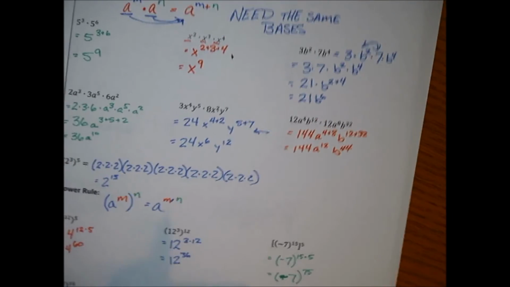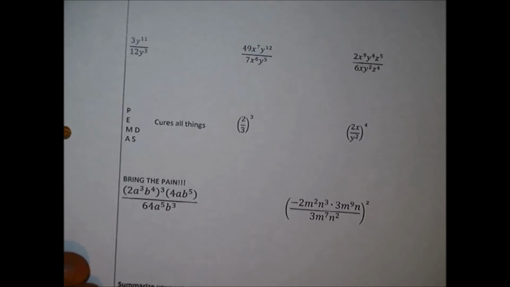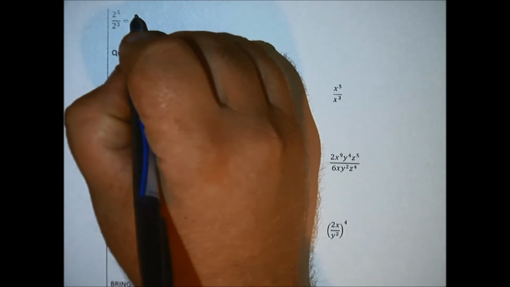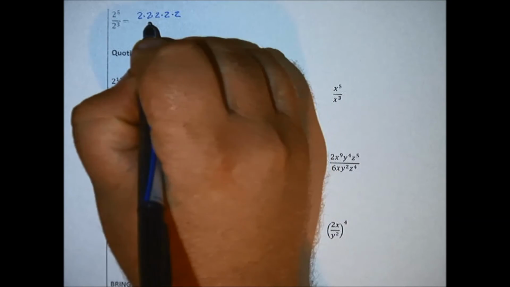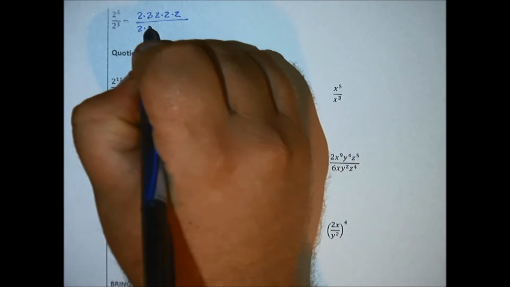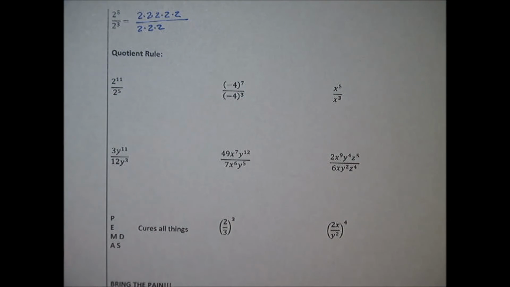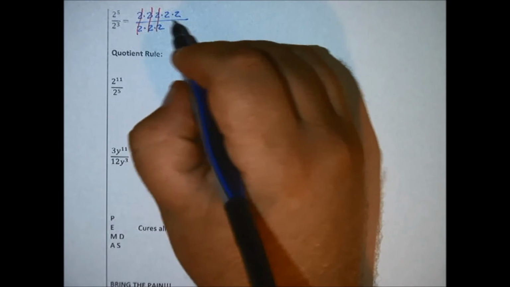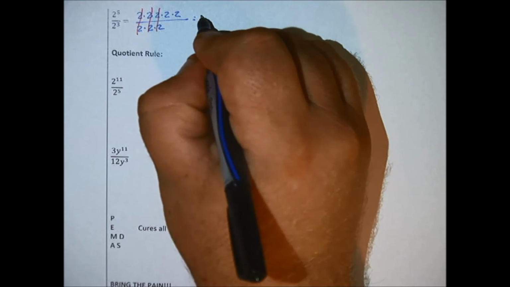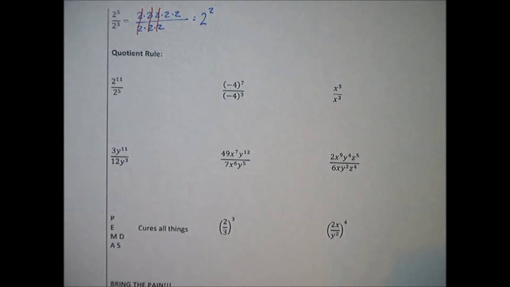All right, let's look at the last page here. And let's look at, okay, we had this problem yesterday. And we had 2 times 2 times 2 times 2 times 2 over 2 times 2 times 2. And then we canceled things out. And we ended up with, well, there's only 2 2's left. So that would be 2 squared.